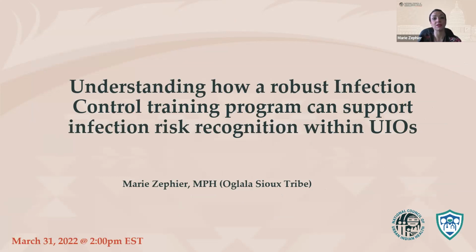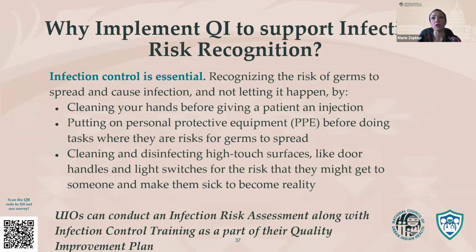As I mentioned, we are going to talk about understanding how a robust infection control training program can support infection risk within urban Indian organizations. Next slide, please. So why implement QI to support infection risk recognition? Quality improvement can support infection risk recognition for the purpose of decreasing patient and healthcare worker harm. This CDC really focuses on continuous improvement and operational excellence, and infection risk recognition is a huge component of that. And it also helps us to monitor what's best for patient safety.